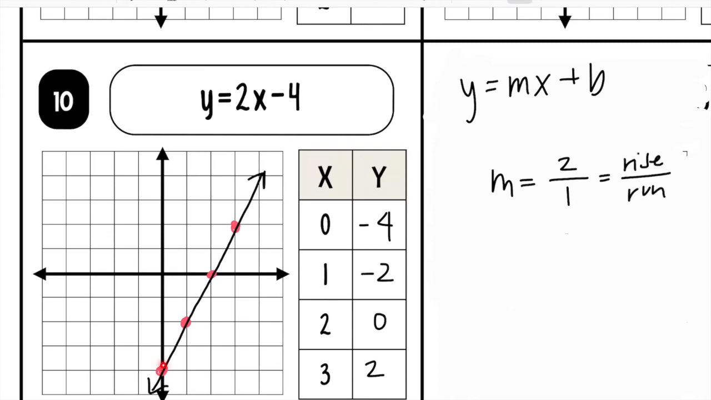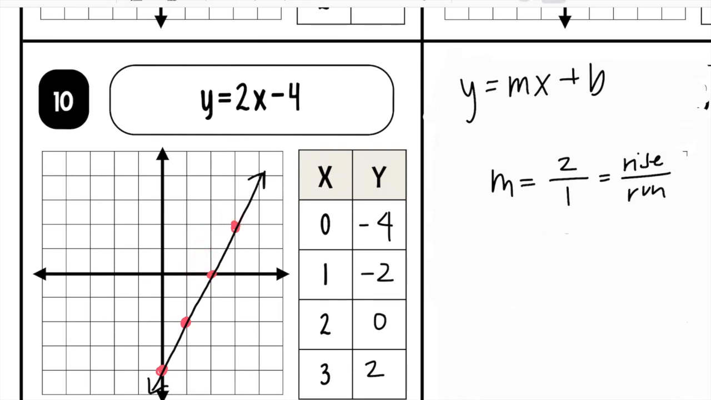So when our rise is 2, since it's a positive 2, we're going to move up 2 spaces and then to the right 1 space. And you can continue this pattern of moving up 2 to the right 1, up 2 to the right 1 to find the rest of your points that are on this line.